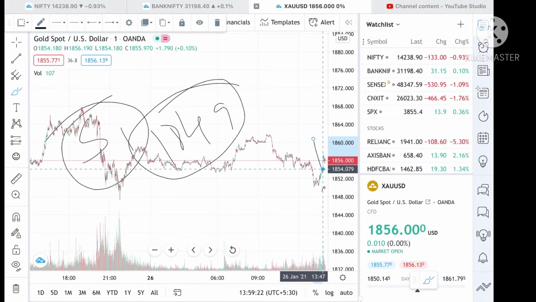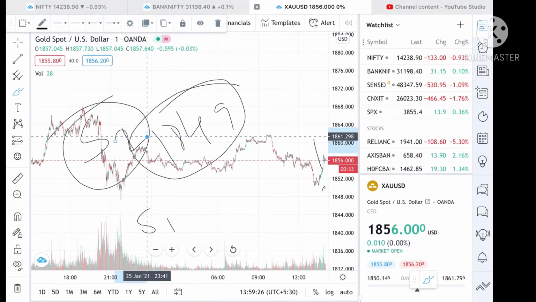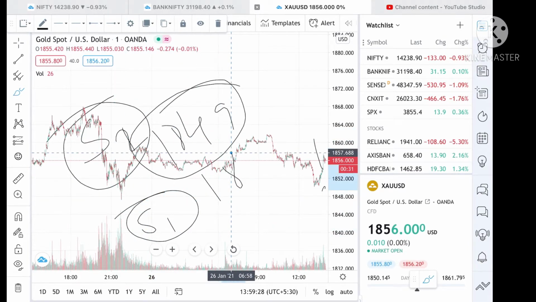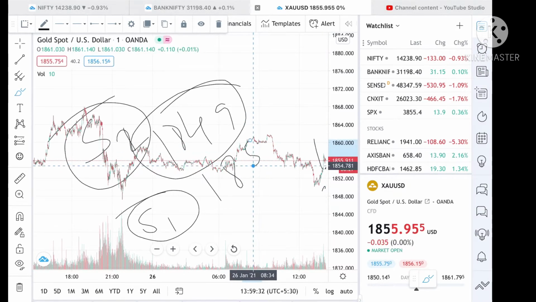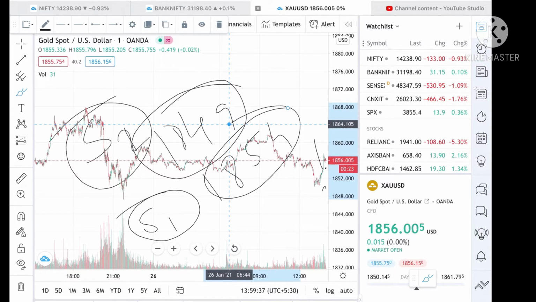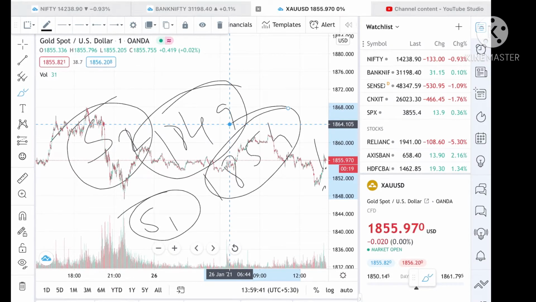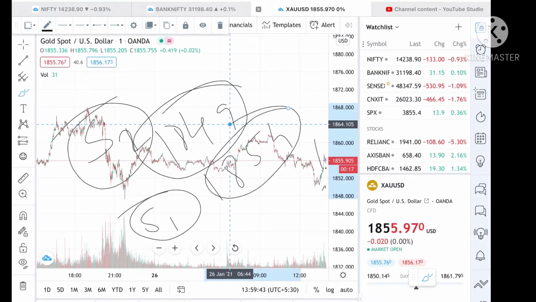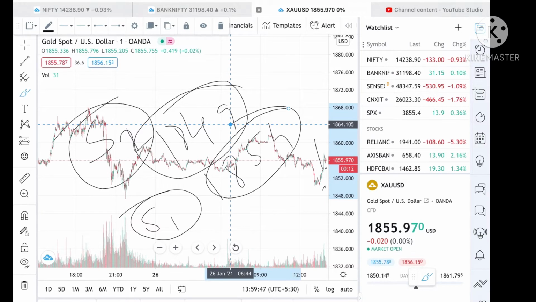Okay, if the price of gold comes below, this should be treated as 2, and this should be treated as 1, 1854. Okay, 1854 is treated as support 1, because the interest rate increased by the US, and because of that the price of gold is coming down.